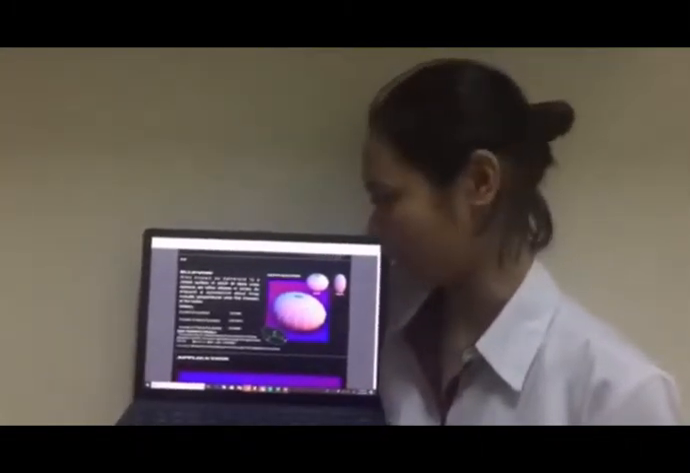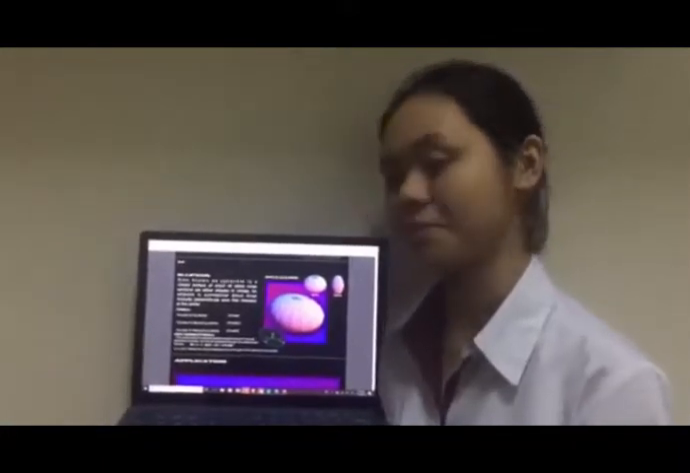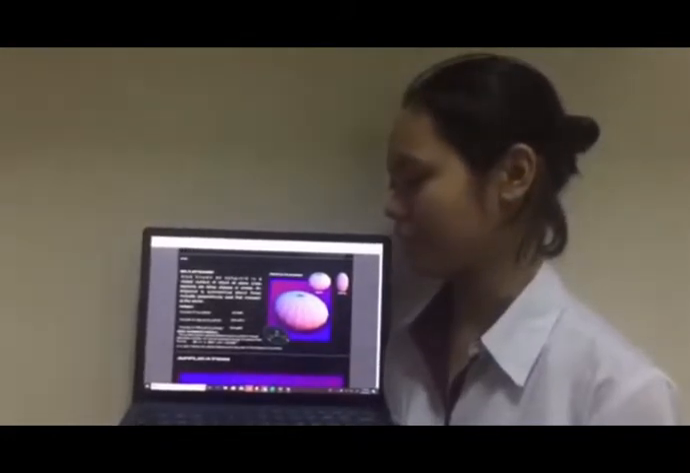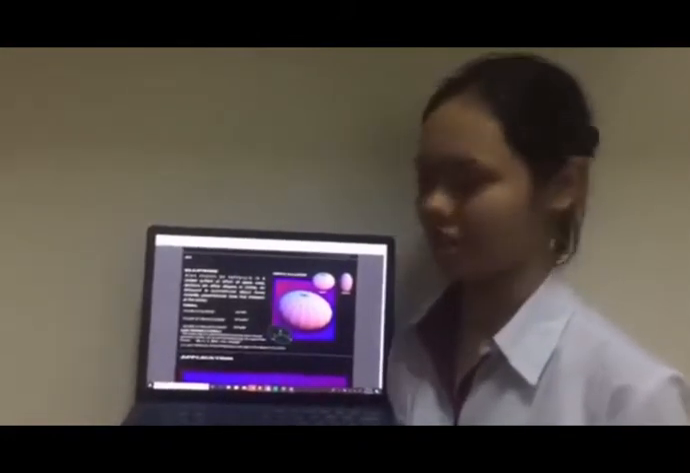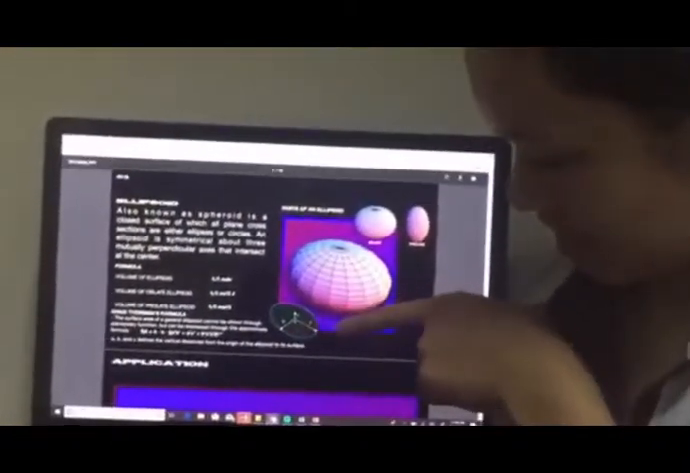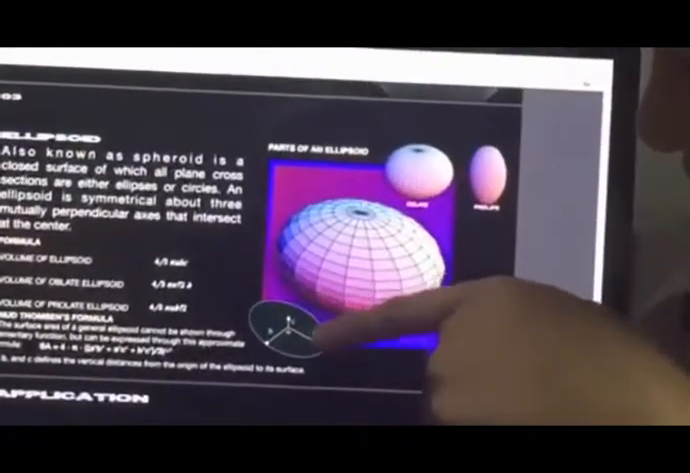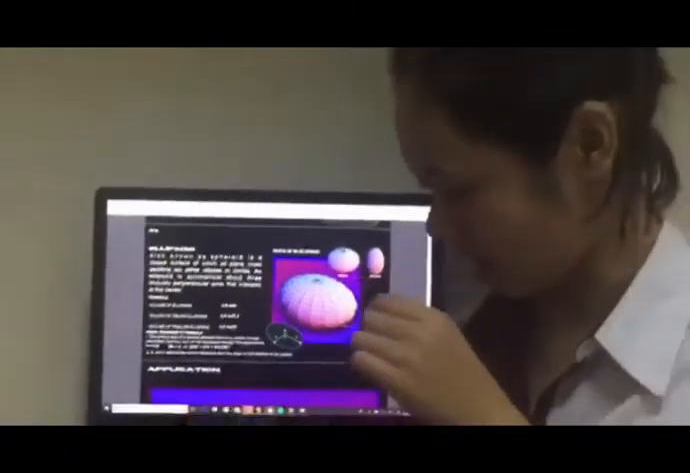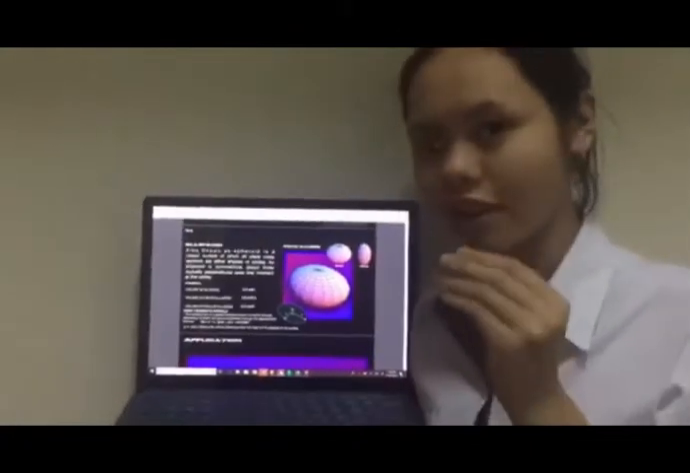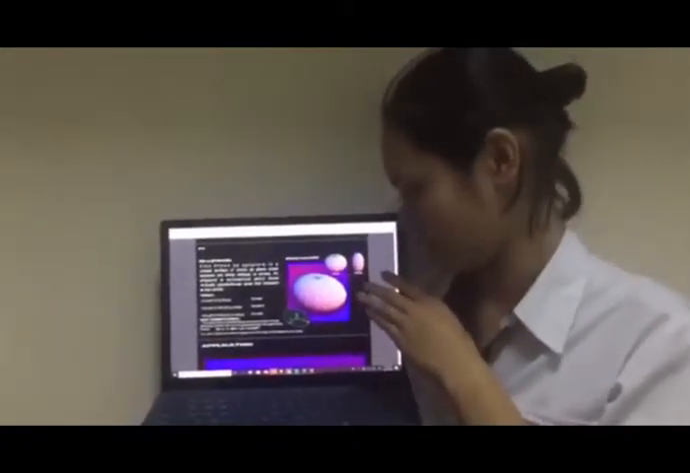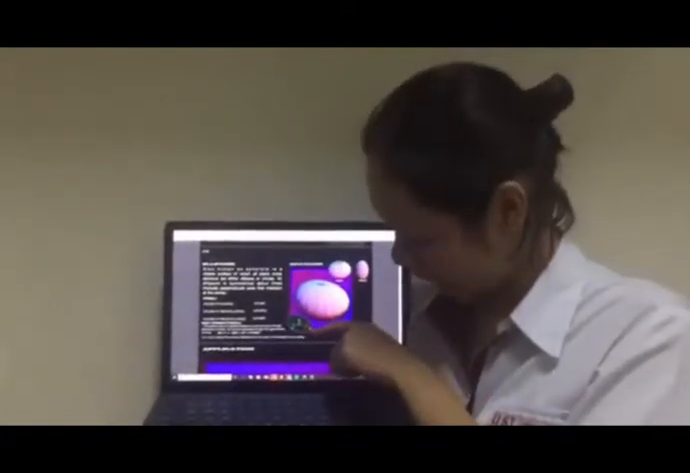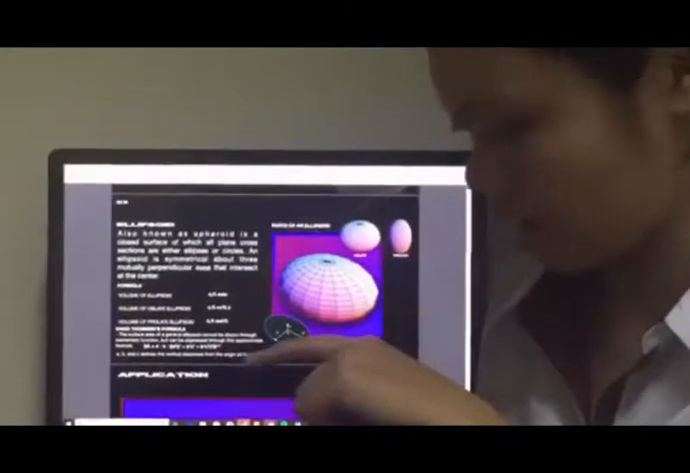It's a closed surface of which all plane cross-sections are either ellipses or circles. An ellipsoid is symmetrical about 3 mutually perpendicular axes that intersect at the center. So as you can see, there's A, B, and C, 3 axes that all intersect over here at the center. So there are 3 types of ellipsoids. The general one, where A has a different measurement to B and to C.